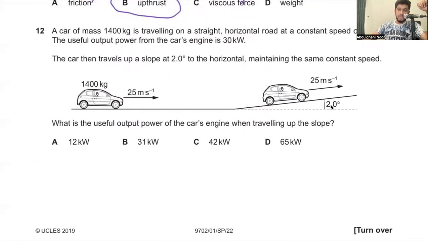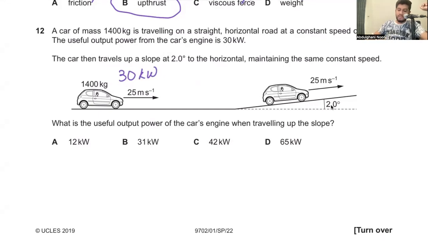A car of mass 1400 kilograms is traveling on a straight horizontal road at a constant speed of 25 meters per second. The useful output power from the car's engine is 30 kilowatts. तो हमें पता है कि जब ये गाड़ी हॉरिजॉन्टल ट्रैवल कर रही है एट अ कांस्टेंट स्पीड, तो इसकी यूजफुल आउटपुट पावर कितनी होगी? 30 kilowatts है. This is the useful output power of the car's engine.